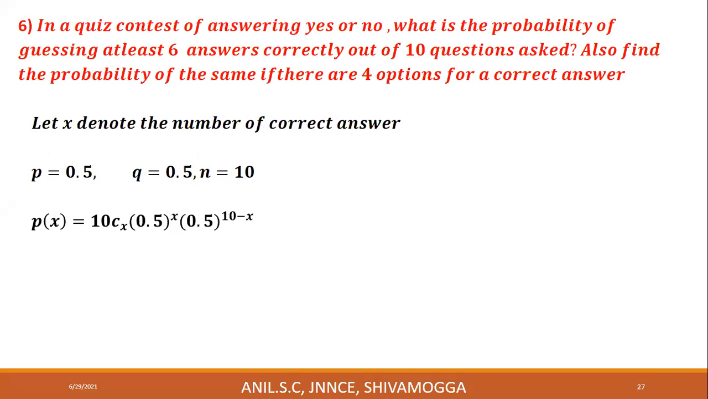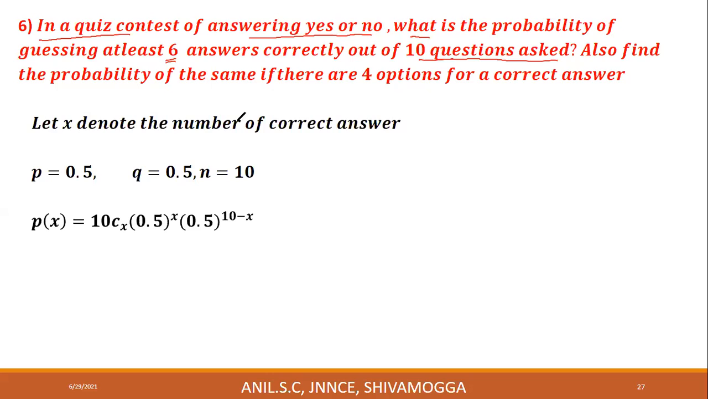Next, in a quiz contest of answering yes or no, what is the probability of guessing at least 6 answers correctly out of 10 questions asked? Also find the probability of the same if there are 4 options for a correct answer. Two parts are there. Let's perform the first one. First, let's define x.